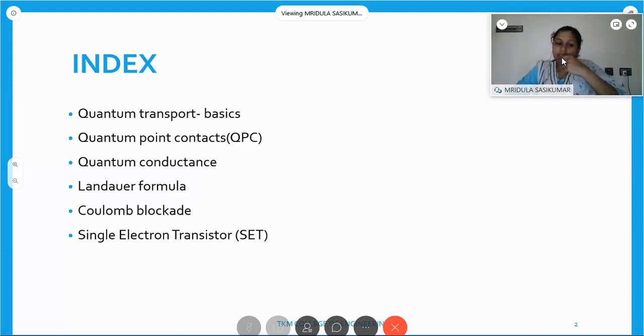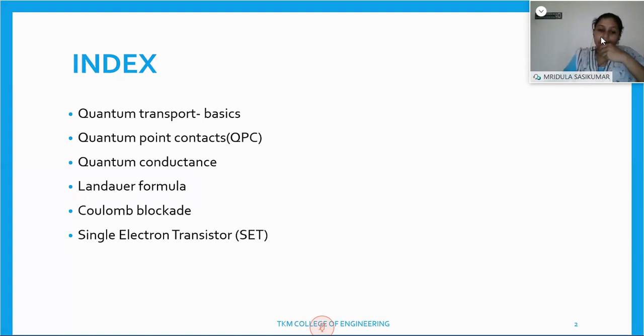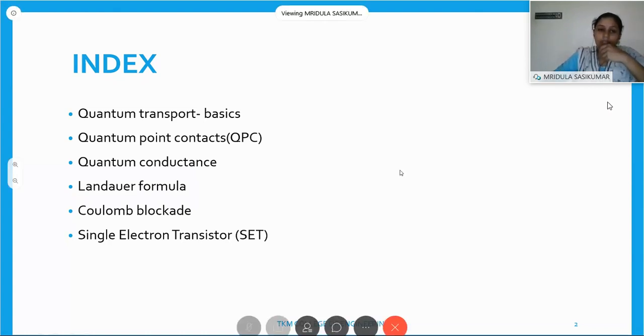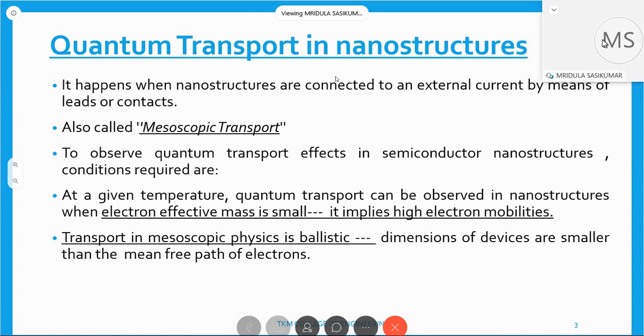Quantum conductance, derivation of the Landauer formula, Coulomb blockade, and an application of Coulomb blockade, the single electron transistor. Let's pick quantum transport in nanostructures. So, before going, what is a nanostructure?